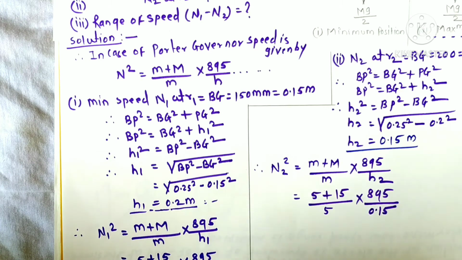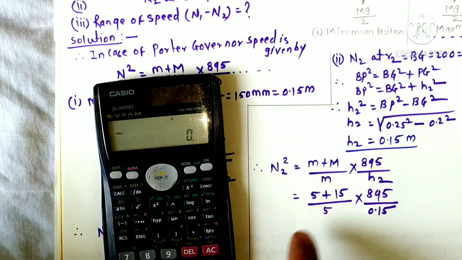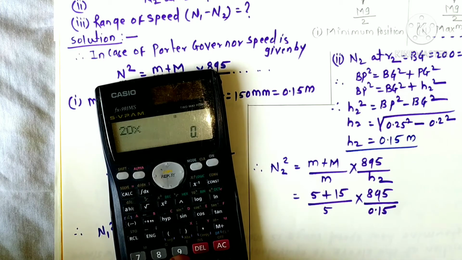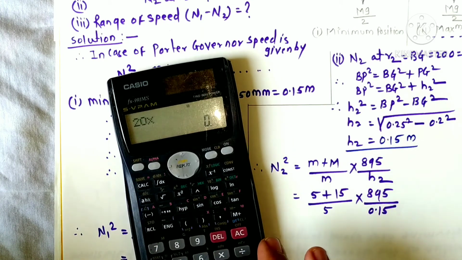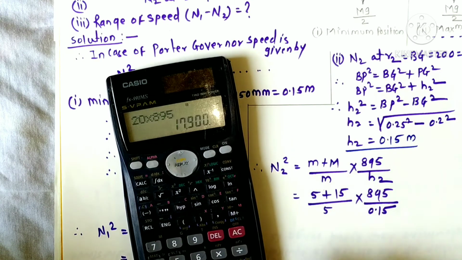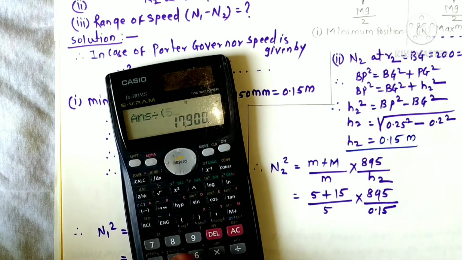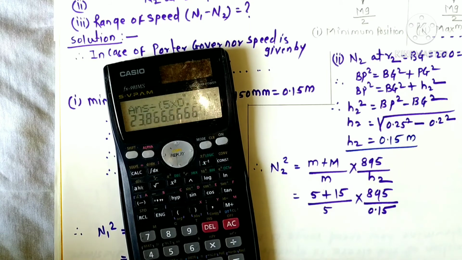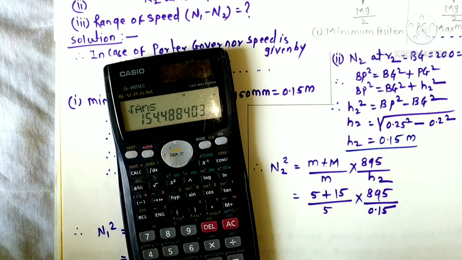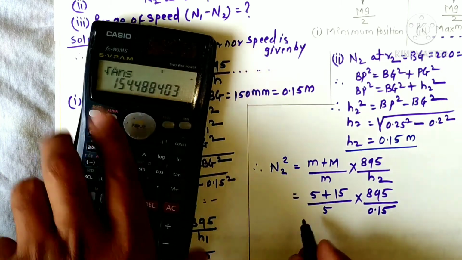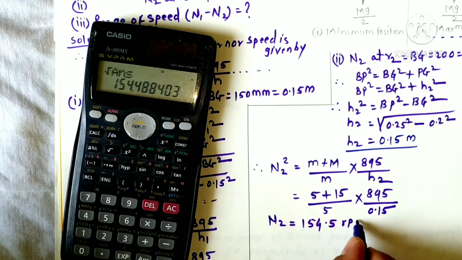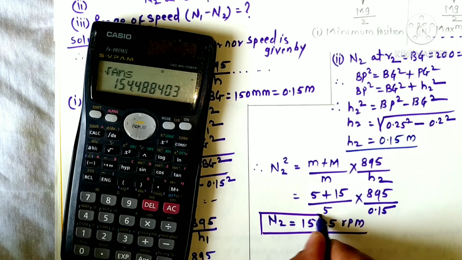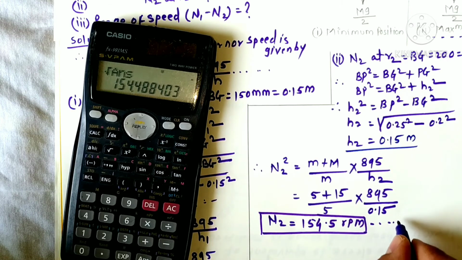So after calculating with the help of calculator, 5 plus 15, that is 20 into 895 divided by 5 into 0.15, after taking the square root, the answer will be 154.5. So N2 will be 154.5 RPM. So this is the answer for N2. Don't forget to put the bracket.